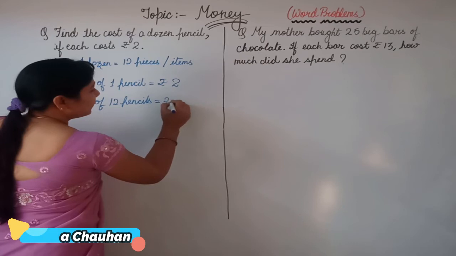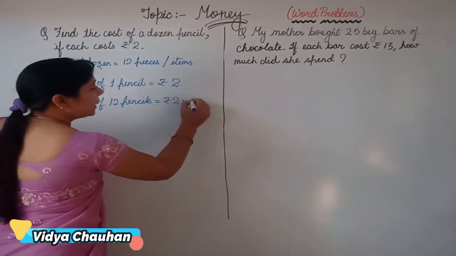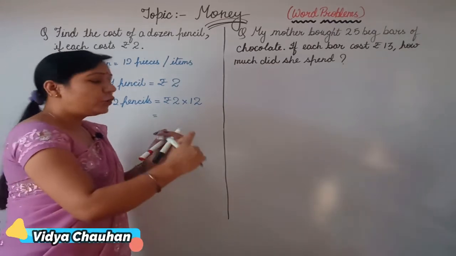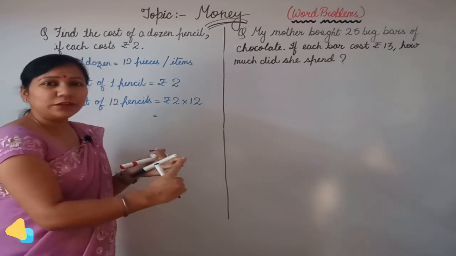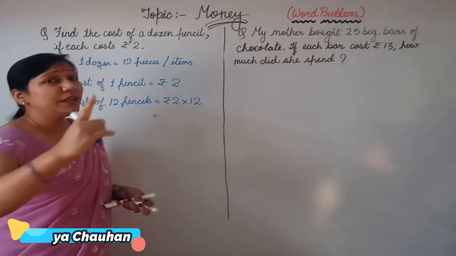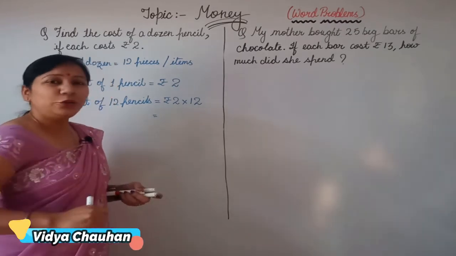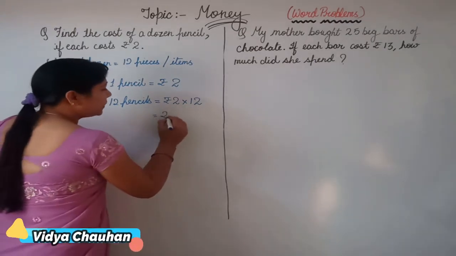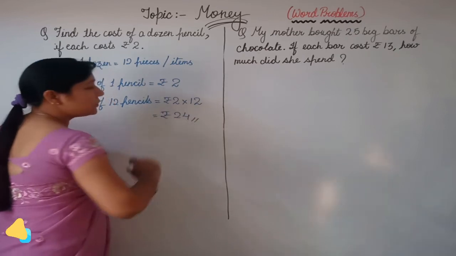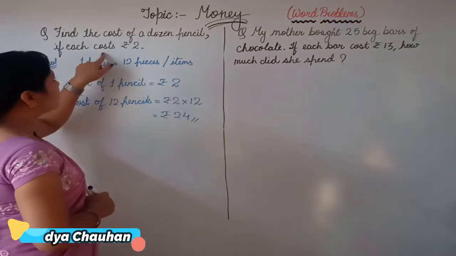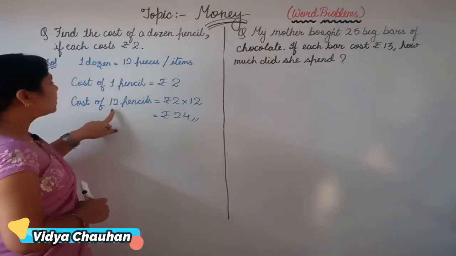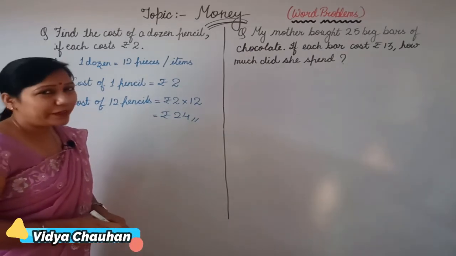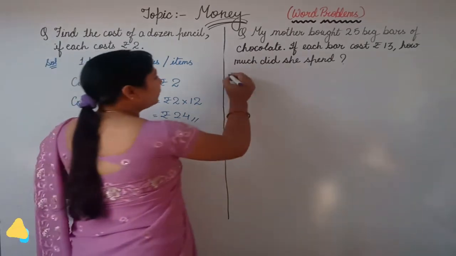So what will be the cost of 12 pencils then? Yes, the cost of 1 pencil multiplied by the number of pencils. 2 rupees for the first pencil, 2 rupees for the second pencil, 2 rupees for the third pencil, 2 rupees for the fourth pencil. Similarly, 2 rupees each for 12 pencils. That means 2 multiplied by 12, which equals rupees 24. 12 twos are 24. That means if the cost of 1 pencil is rupees 2, then the cost of a dozen pencils, that means 12 pencils, will be rupees 24. Clear students?